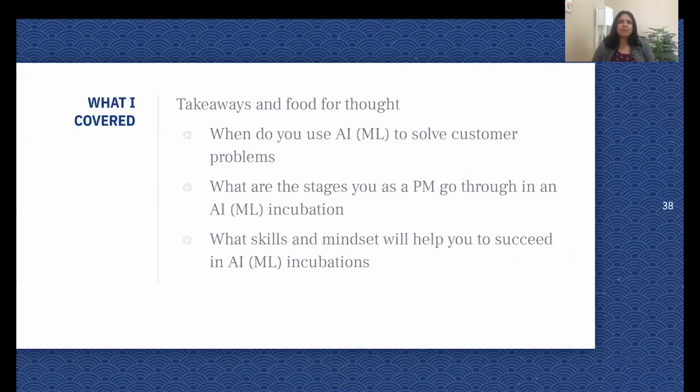And the key takeaways, or the food for thought that I want you all to take back and think about after this session, is: when do you use AI ML to solve customer problems? What are the stages you as a PM go through in the incubation? And what skills and mindset will help you to succeed in these incubations?